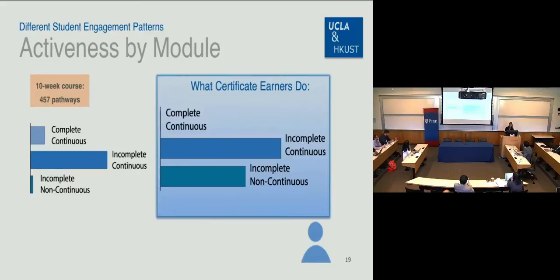So then I wanted to look at what the certificate earners do in comparison to the larger population, and it was actually very, very different for this 10-week course. Although we had a pretty significant group of the complete continuous, there was only one person who did that who got a certificate. That means that a lot of people spent a lot of time doing a lot of work, and then they didn't earn enough points to earn that certificate. So that points to a potential problem in terms of design that we can fix.